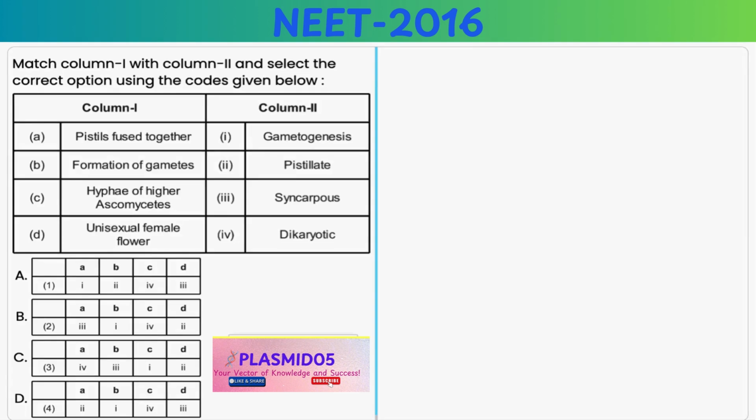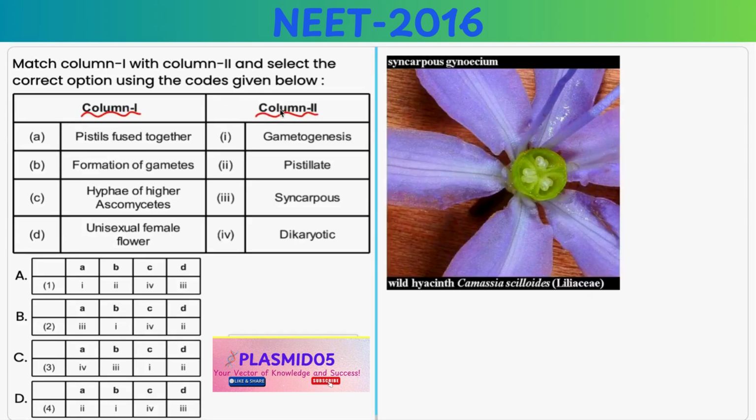In this question, you have to match the items given in column 1 with those in column 2. Now, syncarpous refers to flowers where multiple pistils are fused together. Thus, A matches with 3. Gametogenesis is the process of formation of gametes, that is, sperms and egg cells. Thus, B matches with 1.